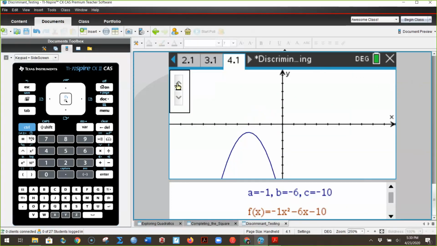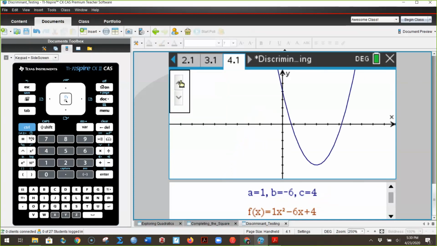So I had one that had 2 real zeros. Now I have no real zeros. So what would my discriminant be? I have another one. What would my discriminant be? What would my discriminant be? And I could calculate that.